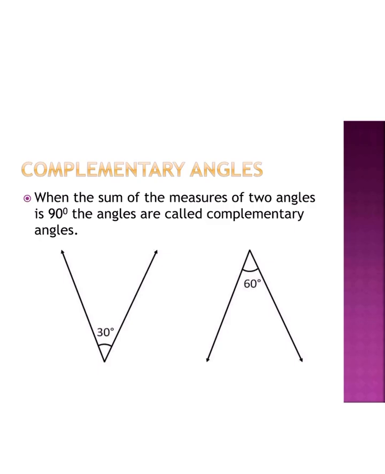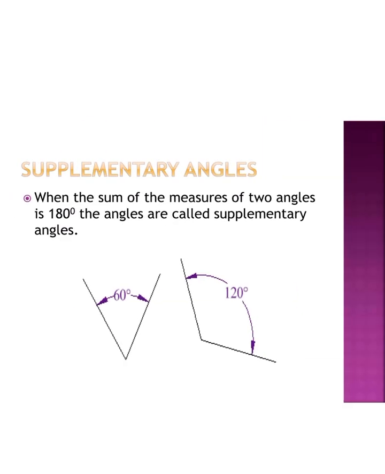Now, complementary angles. When the sum of the measures of two angles is 90 degree, the angles are called complementary angles. For example, here the first is 30 degree and the second diagram gives a 60 degree angle. So the sum of both the angles gives a measure of 90 degree. This is called a complementary angle.